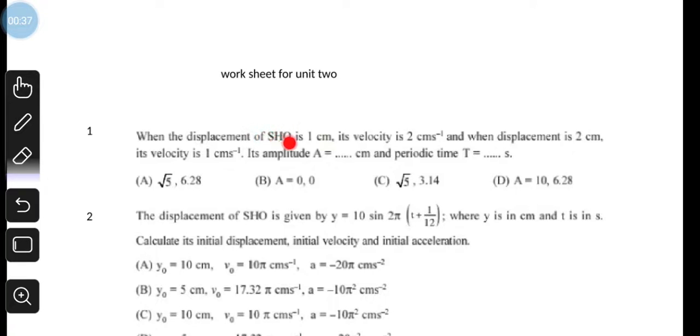We are given that at 1 centimeter, the temporal displacement of the particle, the velocity is 2 centimeter per second, and at another distance, when the displacement is 2 centimeter, its velocity is 1 centimeter per second. Then what will be the amplitude?